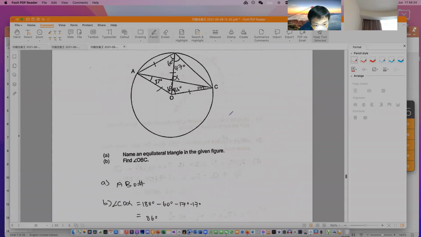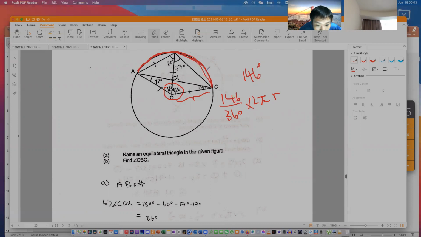So to share with you, let's say this is 146 degrees. If you are asked to find the perimeter of this, what you can do is take 146 over 360 times 2 pi r. Of course, they need to provide the radius to you. Once they provide the radius, you can find the perimeter of the highlighted part. I hope you remember.